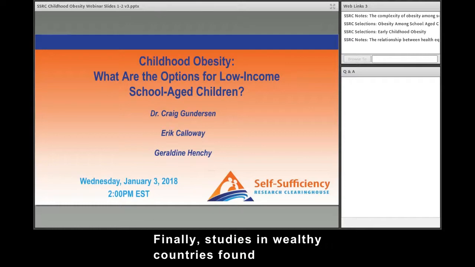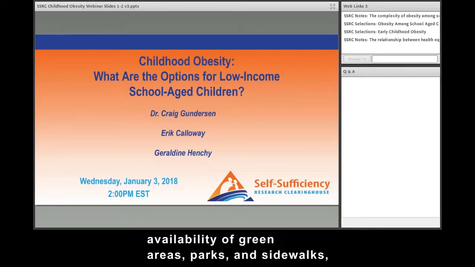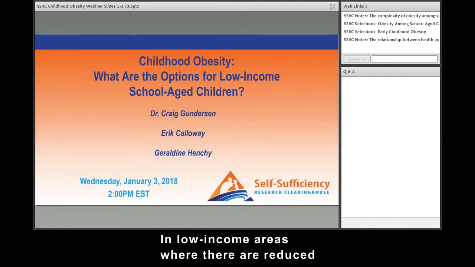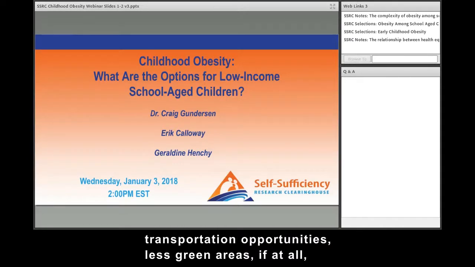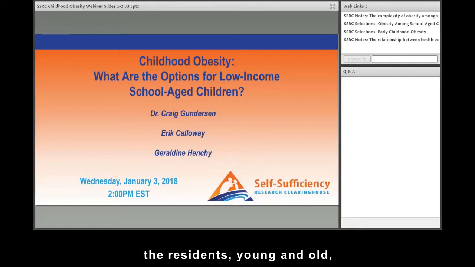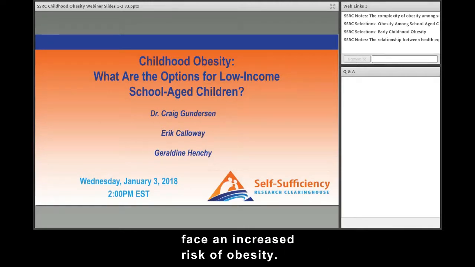Finally, studies in wealthy countries found that the design of cities, for example, availability of green areas, parks, and sidewalks, is associated with levels of physical activity. In low-income areas where there are reduced transportation opportunities, less green areas, if at all, and less opportunities to buy healthy foods, the residents, young and old, face an increased risk of obesity.